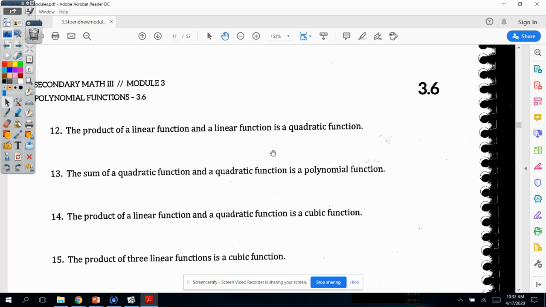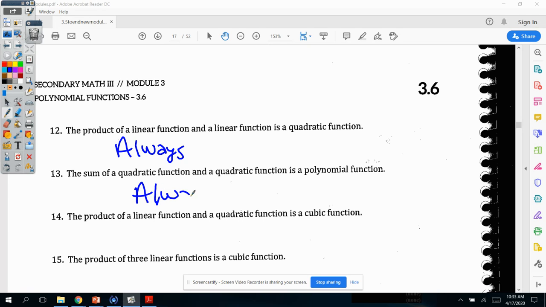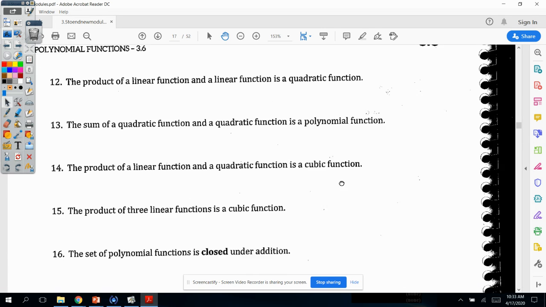If you multiply two lines, do you get a quadratic? Yeah, you do. That's always. If you add a quadratic and a quadratic, do you still get a polynomial? Yes, we talked about it yesterday. Polynomials are closed under addition. If you multiply a line and a quadratic, do you get a cubic? That is also true. Because if you take something squared and multiply it by something with degree 1, you'll get a degree 3.